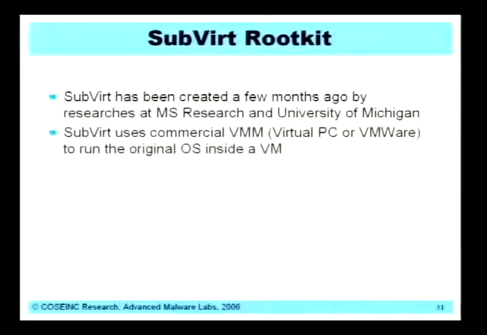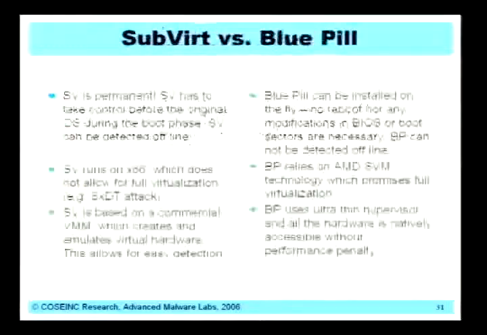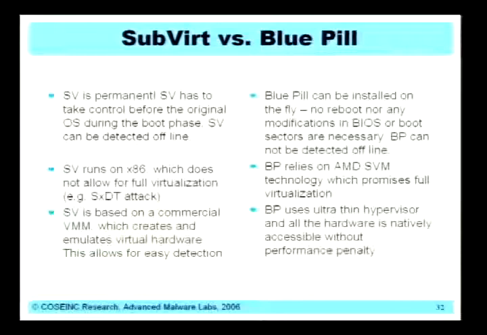Okay, the Subvert rootkit was released a few months ago by Microsoft Research and University of Michigan. It uses a commercial VMM, either Virtual PC or VMware, to run the original OS inside a VM. And it's necessary to compare those two creations. So Subvert is on the left and Bluepill is on the right. Subvert is permanent. It needs to be permanent, because it must take control before the original operating system. Bluepill is not persistent. It works on the fly, so no modifications are necessary to disk sectors.